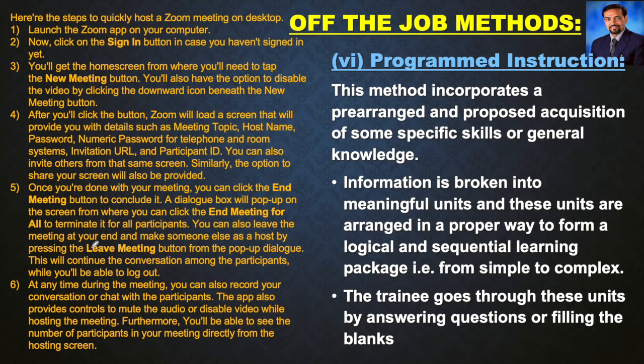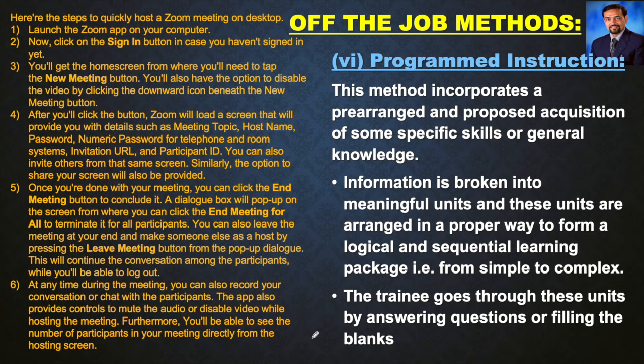Just this thing is given to you stepwise, a pre-arranged acquisition of some specific skill, or you can say general knowledge, is given here, and this information is broken into meaningful units, and these units are arranged in a proper way to form a logical and sequential learning package. Correct? And there is a possibility that after some steps there may be a questionnaire kind of thing that will ensure that you have learned whatever has been taught to you. So this kind of training method is called programmed instruction.